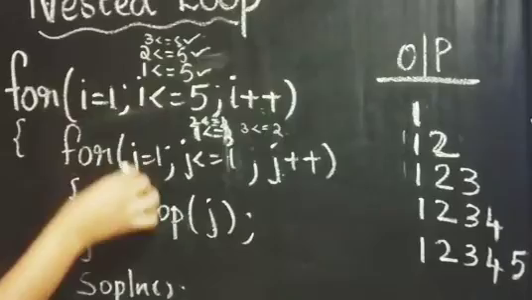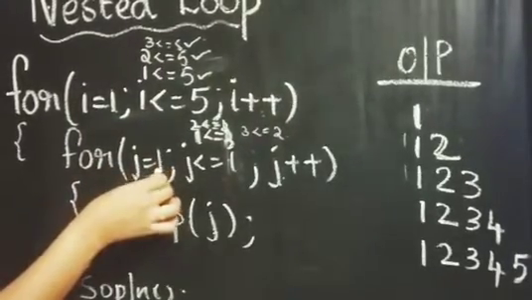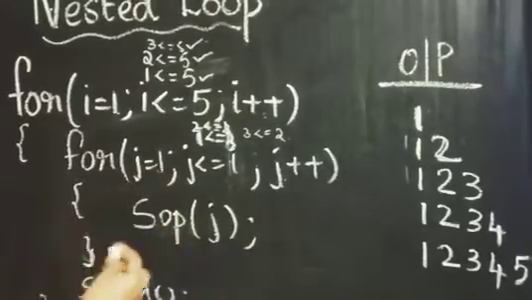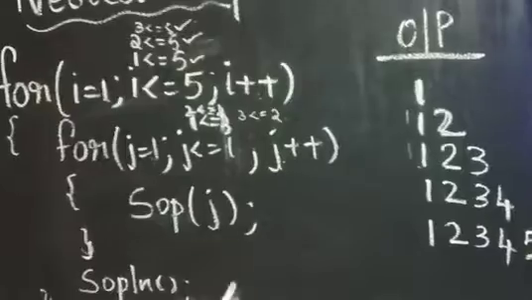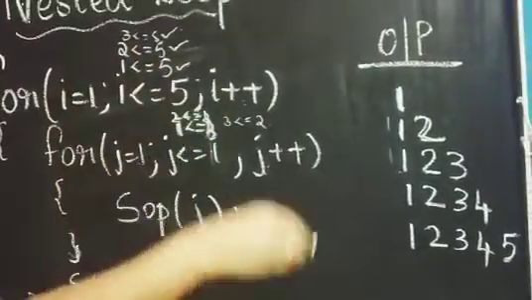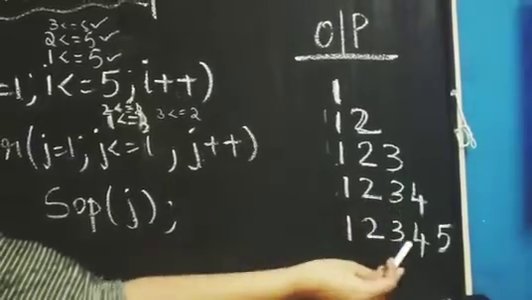Since the condition is true, it comes inside and j loop will execute for 1, 2, 3. When it becomes 4, it comes out. So you will get 1, 2, 3. Again, ending of the loop, you will have 4, 5. So your final output will be 1, 2, 3, 4. Again 1, 2, 3, 4, 5.